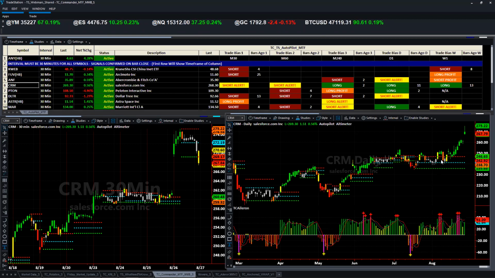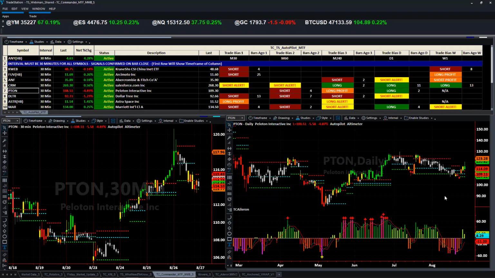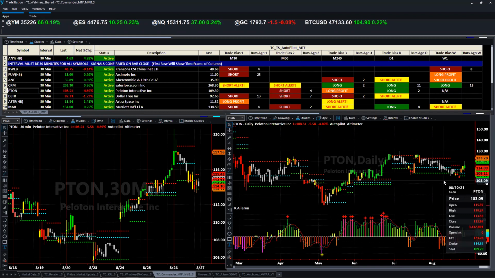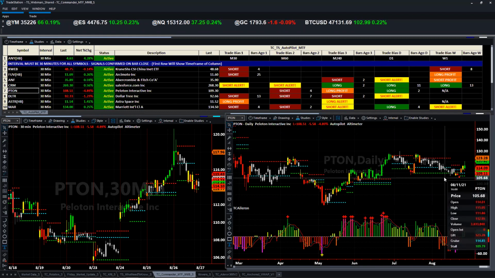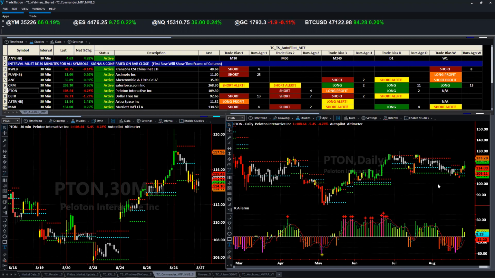But that, with the combination of it moving above the resistance line, is very powerful. Peloton is trading at 108 today. It's going to drop down, let's see, to 105, so not too far away from its support line, which is good. Overnight, it dropped to about 98, I believe, on some questionable earnings and an outlook that is a real concern.